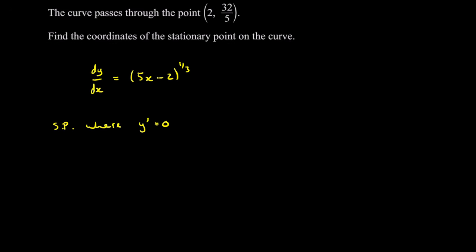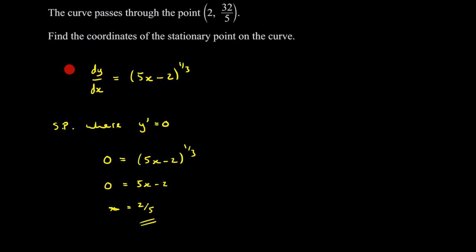So we're just going to solve 0 equals (5x − 2) to the power of a third, which is the same thing as solving 0 equals 5x − 2. So x is equal to 2/5. Now, that's fairly straightforward, but we are asked to find the coordinates, so we want to find the y coordinate as well. How can we find the y coordinate?